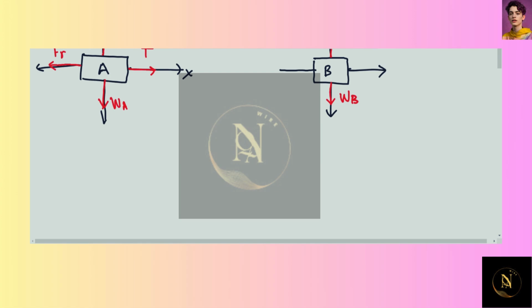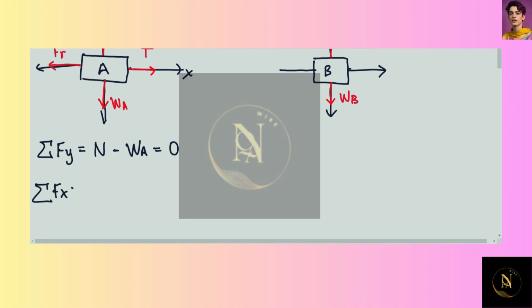Now, applying Newton's second law, we sum all the forces. So the forces in the Y direction for block A are the normal force minus the weight of A. This equals 0 because the block is not moving in this component.